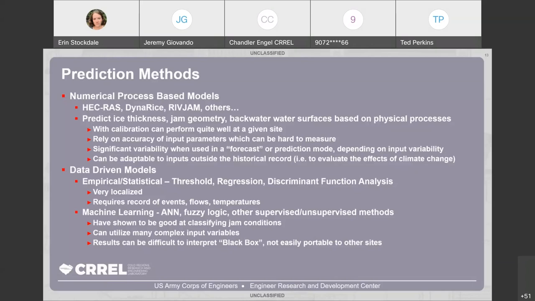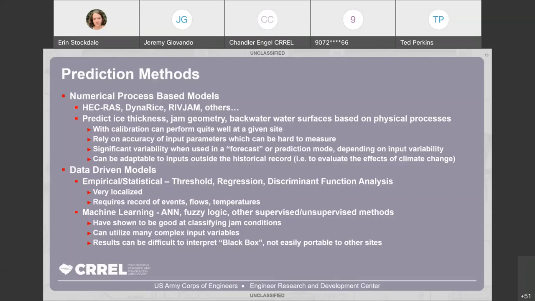So in a forecast mode, these inputs must be forecast. So there is variability in the outputs as well due to the accuracy of the forecast. And these models are very useful because they're physically based and can model events that have never happened before. So we could put in some hypothetical scenarios and see what the model is suggesting would happen based on estimation of the actual physical processes that are going on.